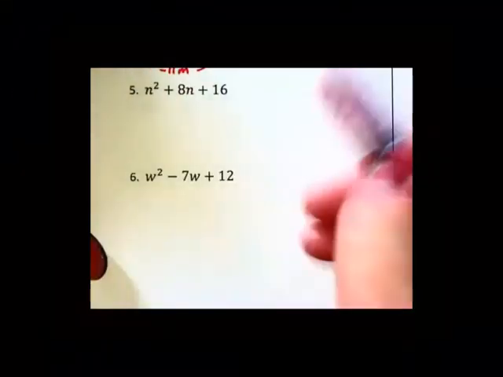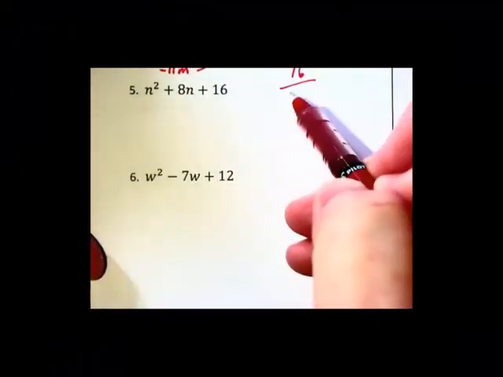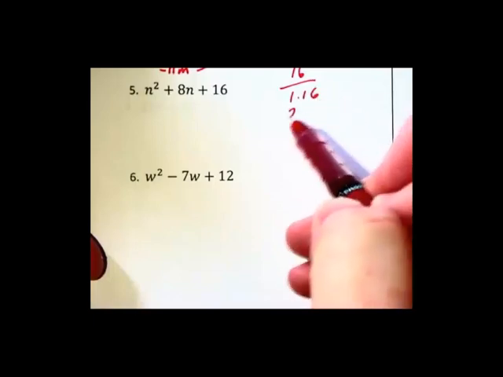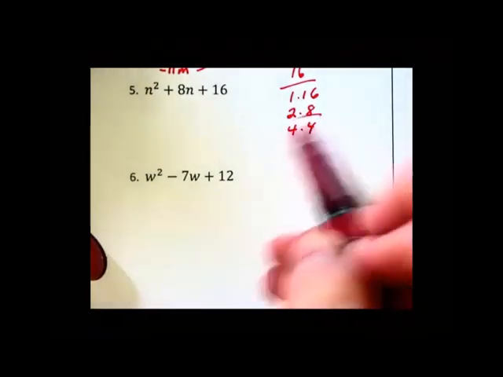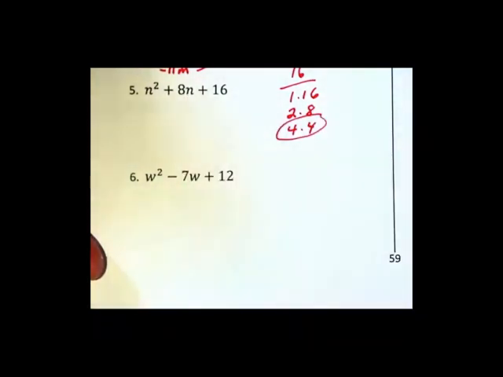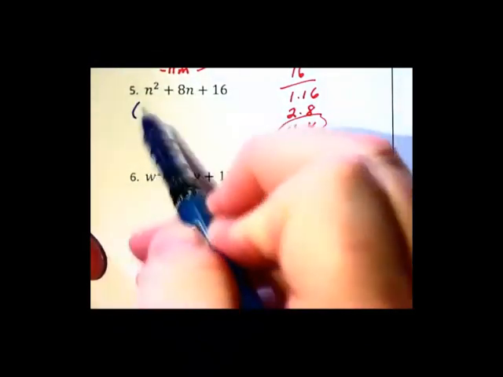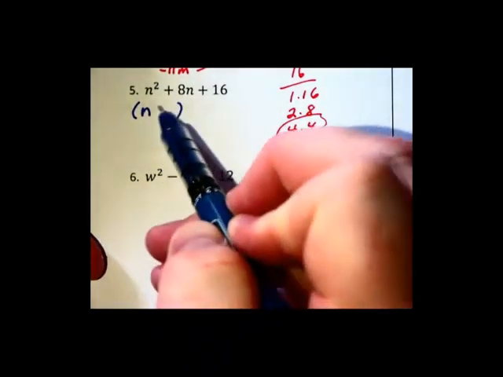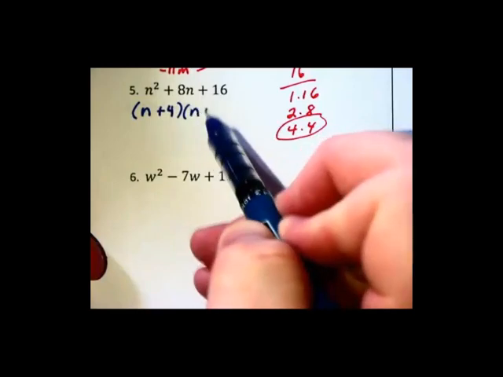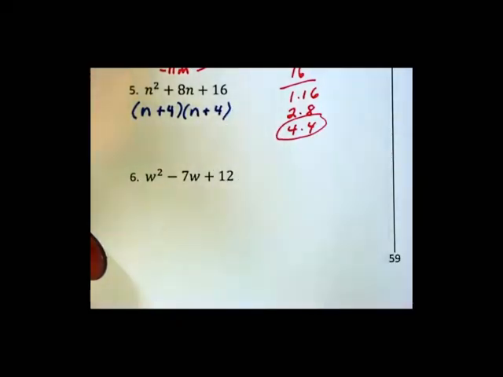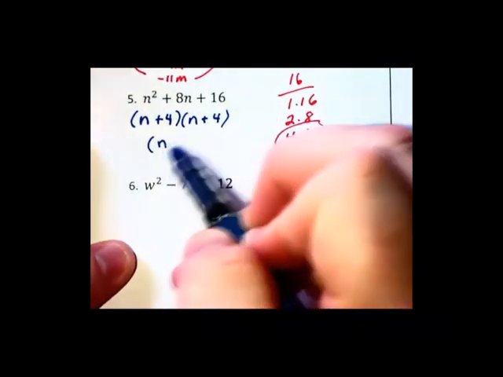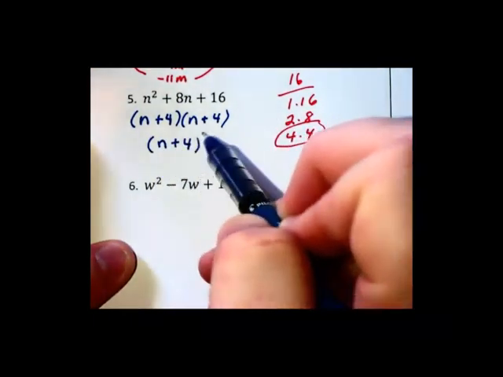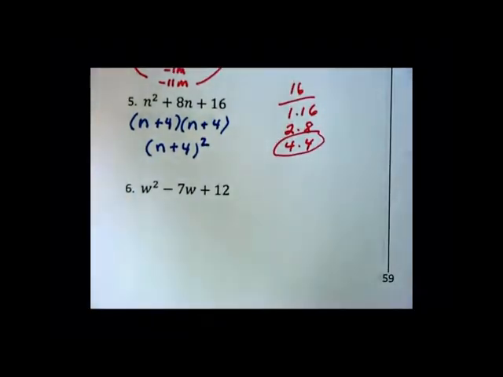We see the 16 at the right. 16 can be 1 times 16, 2 times 8, or 4 times 4, as we saw up in problem number 1. It's 4 times 4, which make this 8. And so we know it's going to be an n. It's going to end up being n plus 4 and n plus 4. Now when we see the same parentheses showing up twice, we prefer to have it written as n plus 4 quantity squared. That's just the general rule on how we write these.